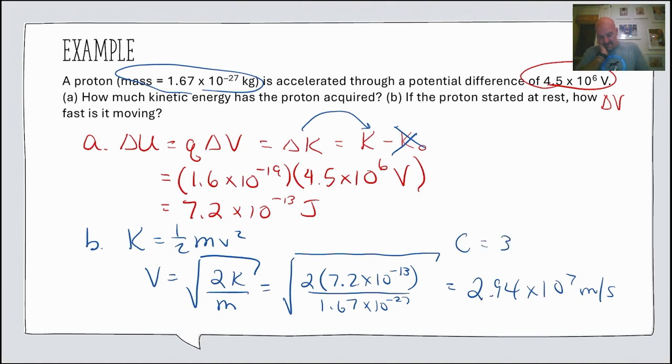To give you an idea how fast that is, c, the speed of light, is 3 times 10 to the 8th meters per second. So this proton is moving at about a tenth of the speed of light. That's going to conclude Unit 9 on electric potential.